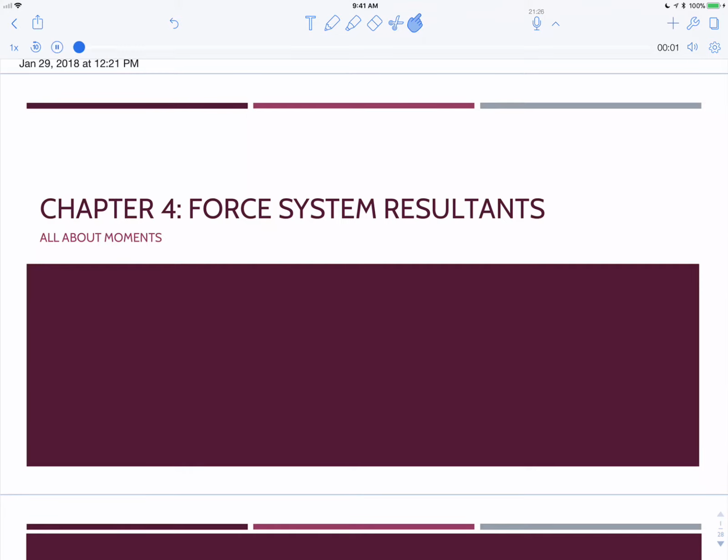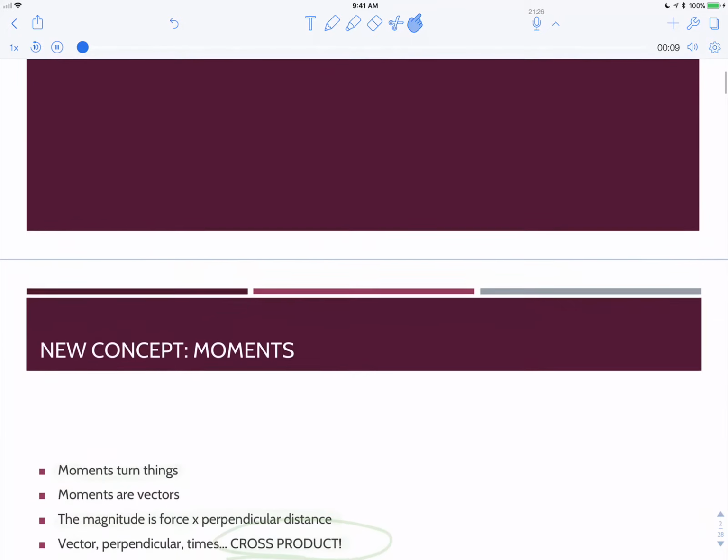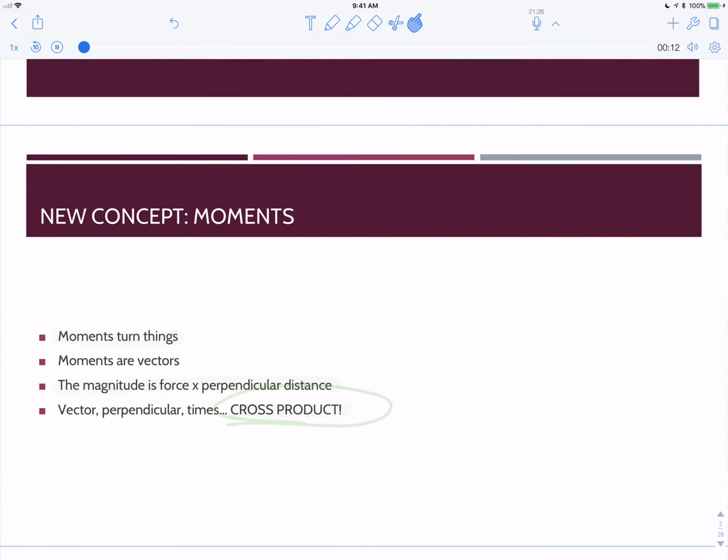In Chapter 4, we're going to study force system resultants, but the main concept is moments. And this is a new concept for many of you. The basic concept of moments is that they turn things. You also need to remember that moments are vectors. So a vector has a magnitude and a direction. The magnitude of a moment is a force times a perpendicular distance.